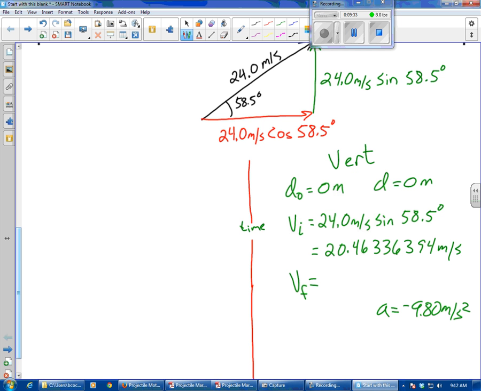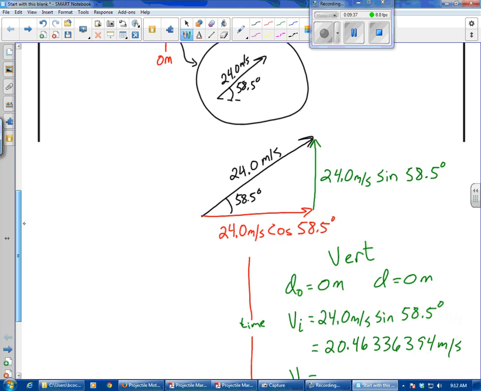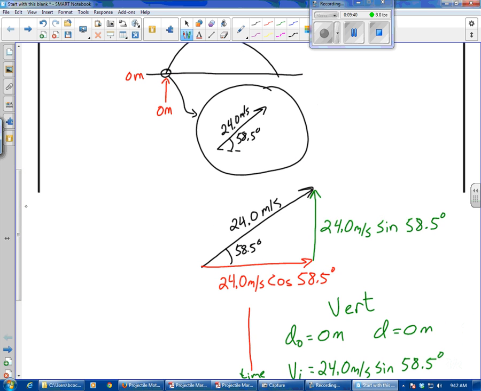Okay, I might. Well, no, that can never come on my vertical side because it's horizontal. Okay. It lands at the same height that it took off at. No, 0 would mean it stopped.